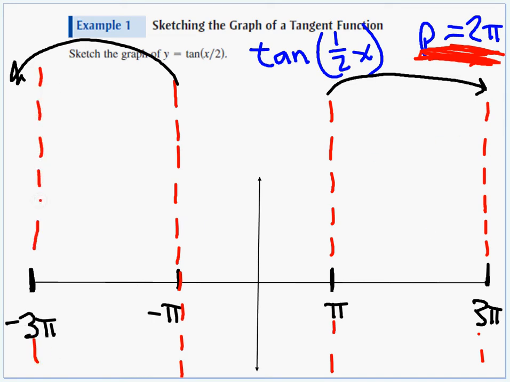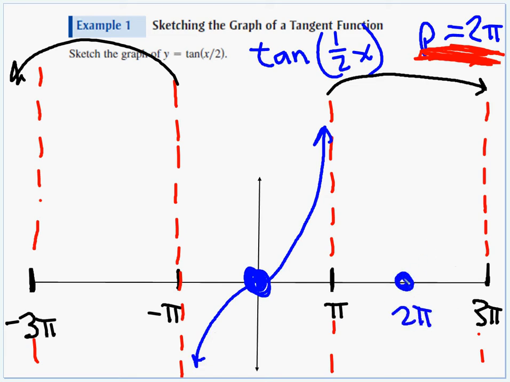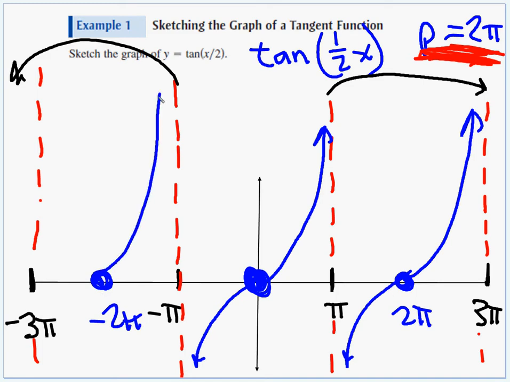Okay, in between each of these asymptotes is an x-intercept. So I'm going to have one right here at the origin. And tangent, if it's positive, goes up to the right and down to the left. And in between 1 pi and 3 pi, this would be 2 pi, and we're going to go up to the right and down to the left. And we'll have one also over here at negative 2 pi, up to the right, down to the left.